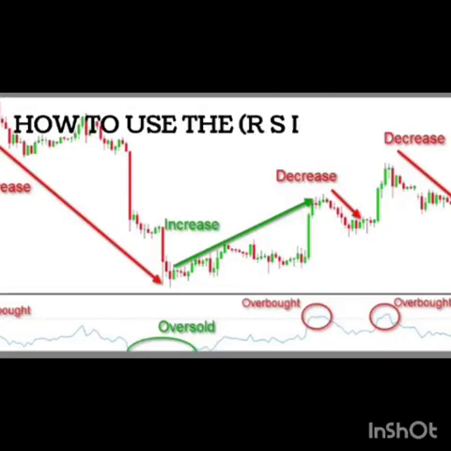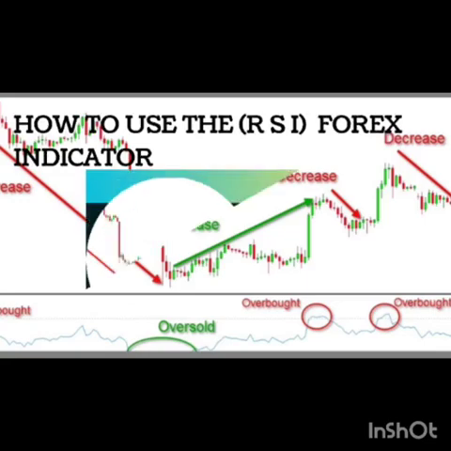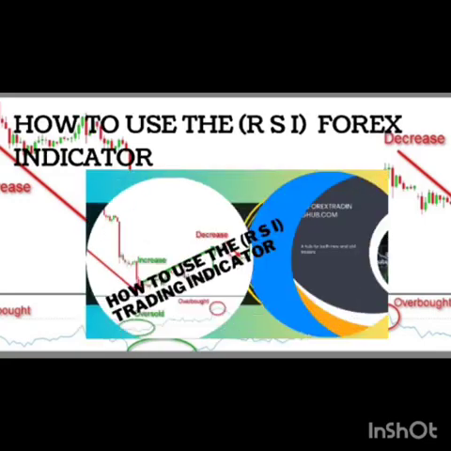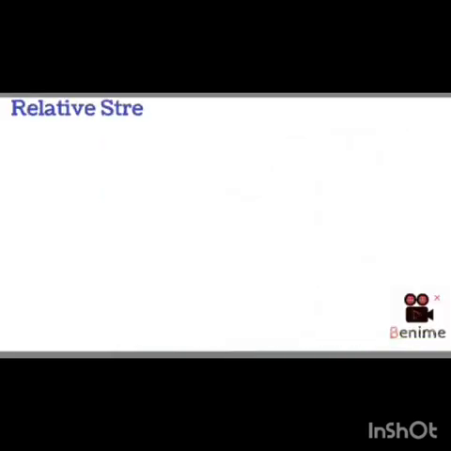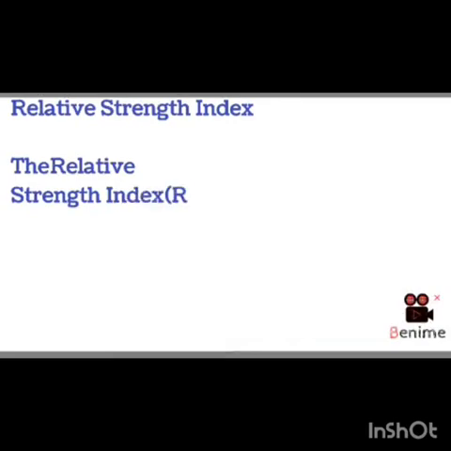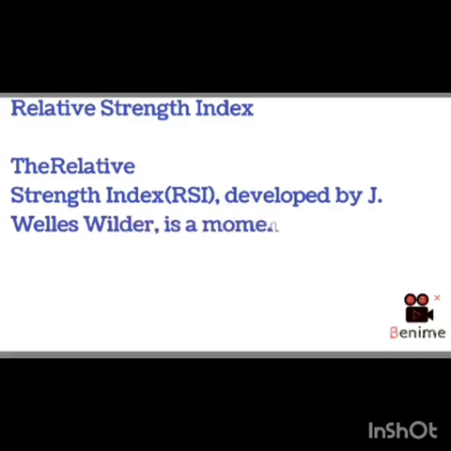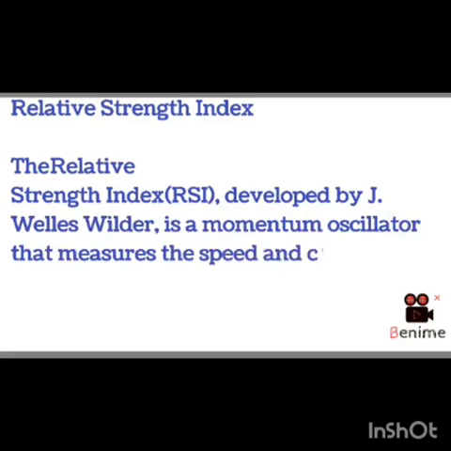How to use the RSI Forex indicator. Relative Strength Index. The Relative Strength Index (RSI), developed by J. Wells Wilder, is a momentum oscillator that measures the speed and change of price movements. The RSI oscillates between 0 and 100.